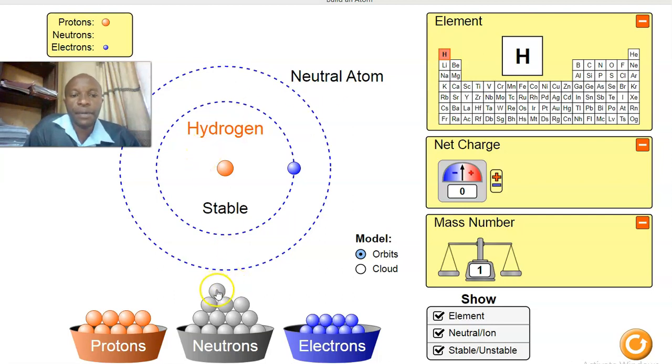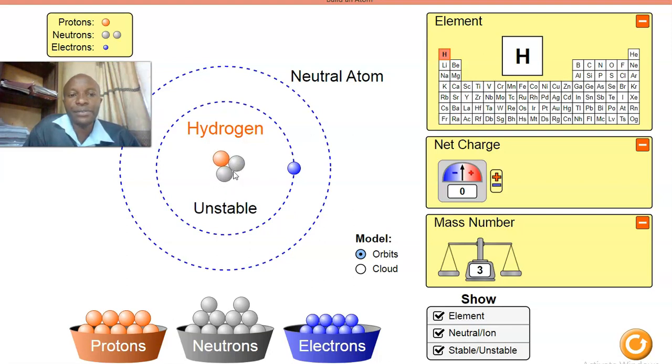If, for example, I try to add in a neutron, it's still a stable hydrogen atom, what we call the deuterium. If we add another neutron, it is the unstable hydrogen atom, the tritium. So we know that it is usually radioactive. So let's get rid of that first. So that is that. We are done with hydrogen. Now we can go to the next element.